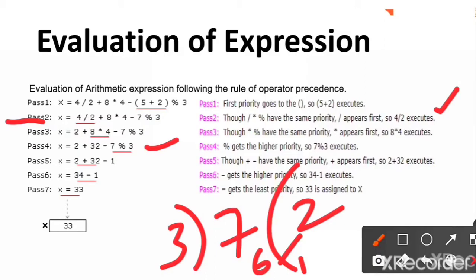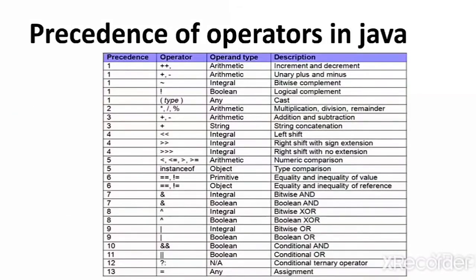In the next pass, the expression contains plus and minus operators. Out of these, plus comes first. These two operators have the same priority, but the plus operator comes first, hence 2 plus 32 is evaluated and you will get the answer 34. And finally, the subtraction operation is carried out and you will get the answer 33. This table shows the priority of all the operators supported by the Java language. To find the precedence or the priority of an operator, you can refer to this table.